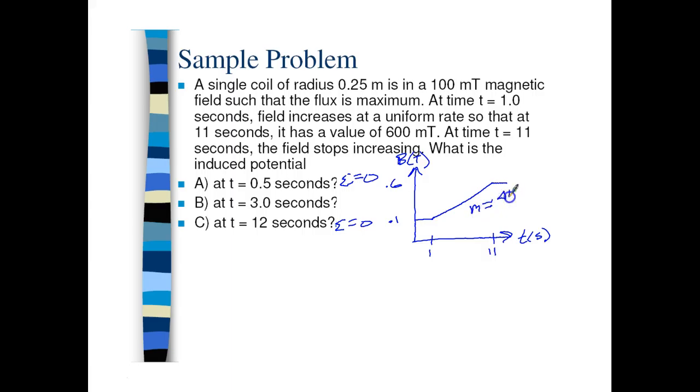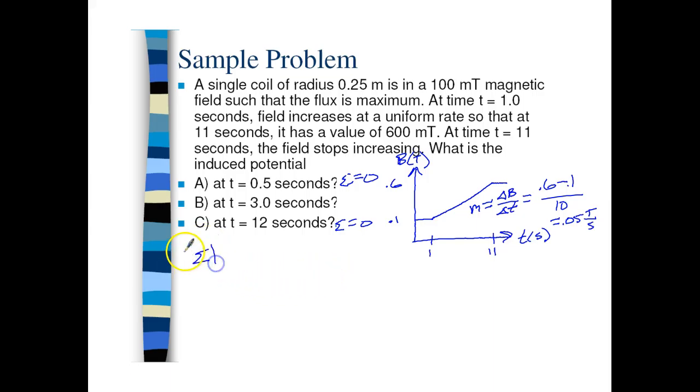That's equal to the change in the magnetic field all over the change in time. And so here we'll just use the values that were given since that's the easiest thing to do: 0.6 minus 0.1, and we'll divide that by 10 seconds. If you do that, you end up with 0.05 Teslas every second. Let's go ahead and solve for our equation now.